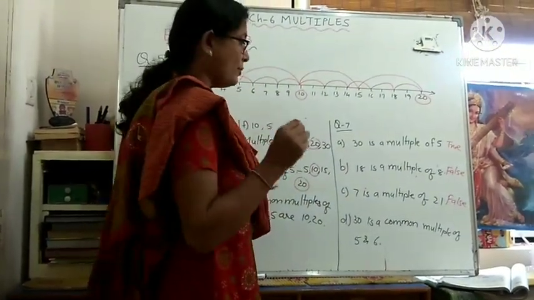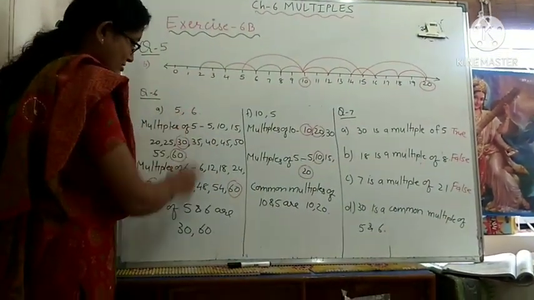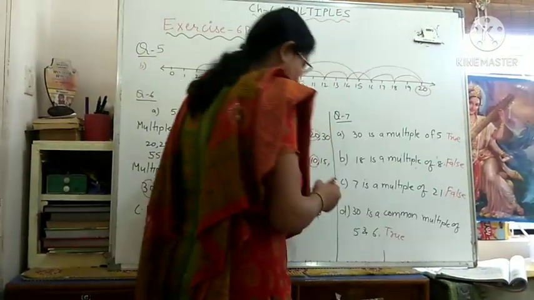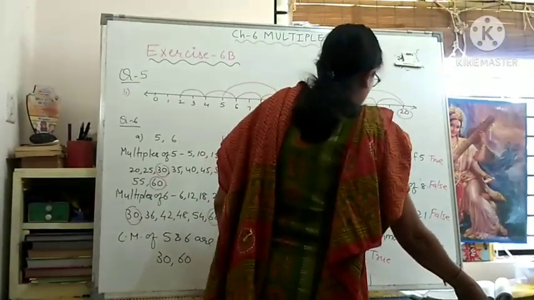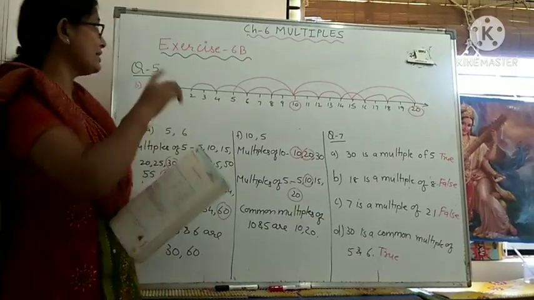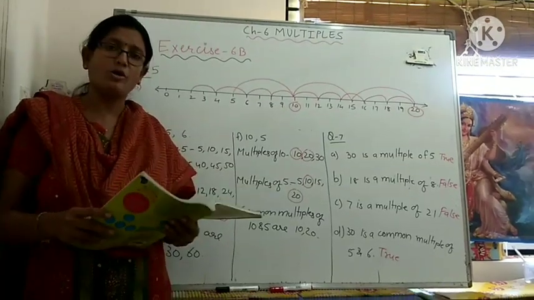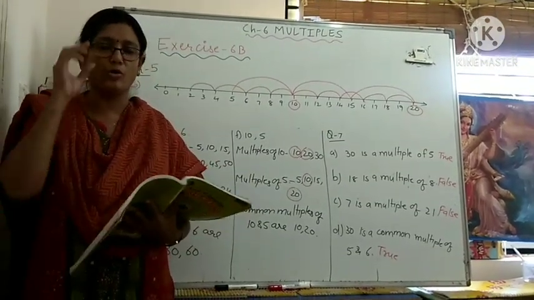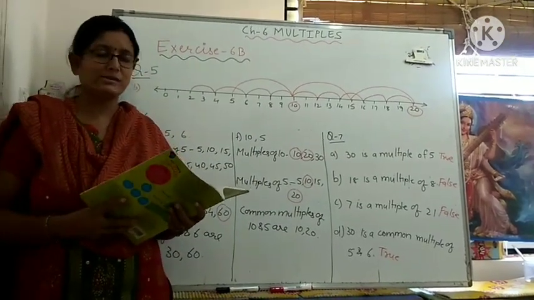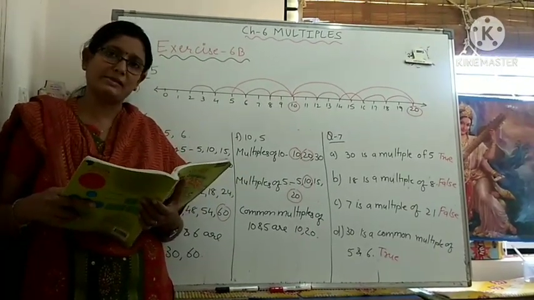30 is a common multiple of 5 and 6. See, here it is already done. Yes, it is true. So we'll write here true. Right? So our true and false question 7 is also completed. Okay? And here we are ending with our exercise 6b, and after this the chapter checkup is there. You all know that you have to do the chapter checkup on your own. I have already sent you the writing part. Practice it properly. If you don't understand, you can ask me by WhatsApp message. So here we are ending with chapter number 6 also.